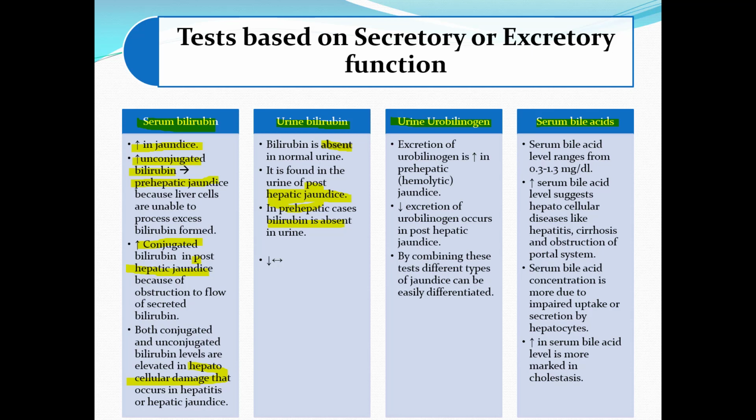And urine urobilinogen: decreased excretion of urobilinogen, or its absence, is seen in posthepatic jaundice due to obstruction, and increased levels are seen in prehepatic jaundice due to increased production. Serum bile acid normally is 0.3 to 1.3 milligram per deciliter. Serum bile acid levels are increased in hepatocellular disease, that is hepatic parenchymal disease, cirrhosis and obstruction in portal disease. Serum bile acid concentration rises due to impaired uptake and secretion by the liver, and increased bile acid levels are more marked in cholestasis, that is obstruction.